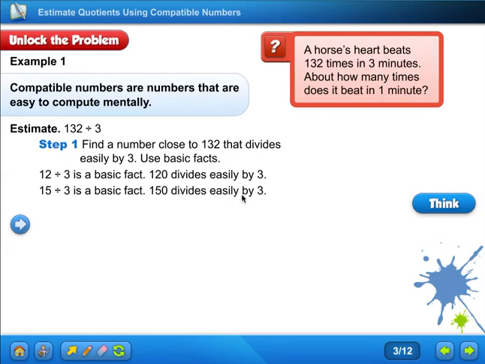Hi everyone, today we're doing lesson 4.5 and it's on page 153 in your colored math book.